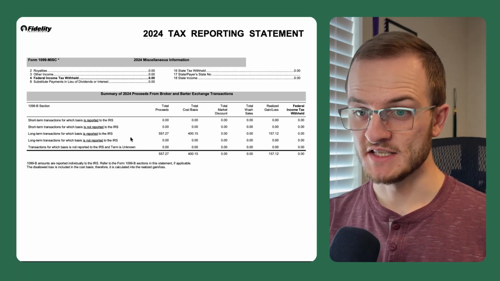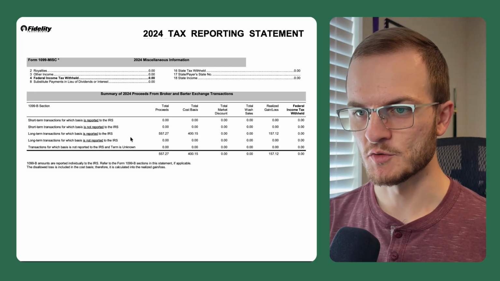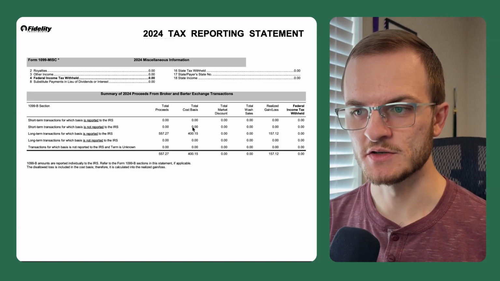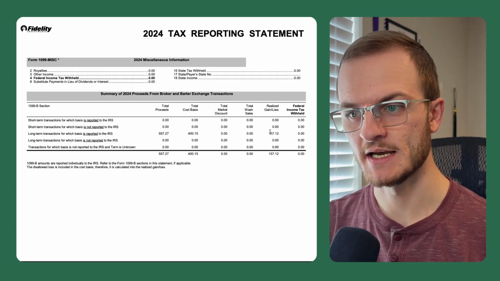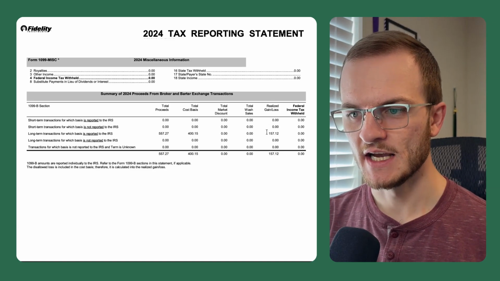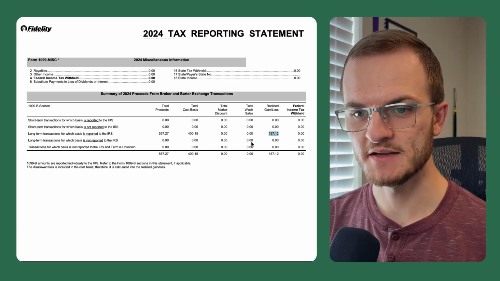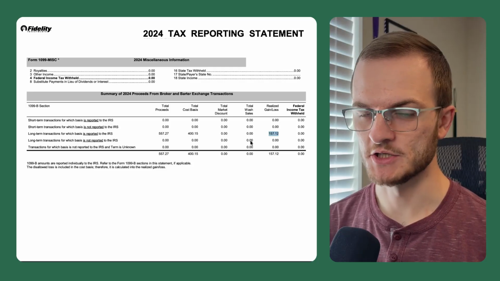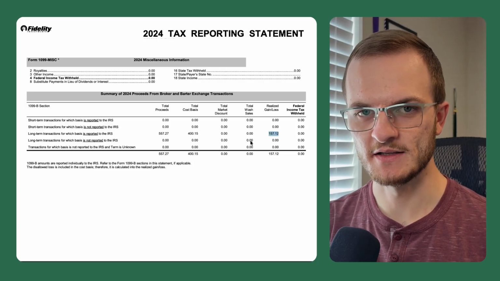Now, how do you actually use this information when it comes tax time? Well, your brokerage, or in this case Fidelity, will give you a 1099 form. On the 1099 form, I have found this page to be the most helpful with this summary of proceeds from broker transactions. This 1099B section is going to show you exactly how much realized gain and how much realized loss that you had. And this, if it's positive, is going to be realized gain. If it's negative, that's going to be a realized loss. And that's a great way to keep track of it because you'll input this information into your tax filing software.